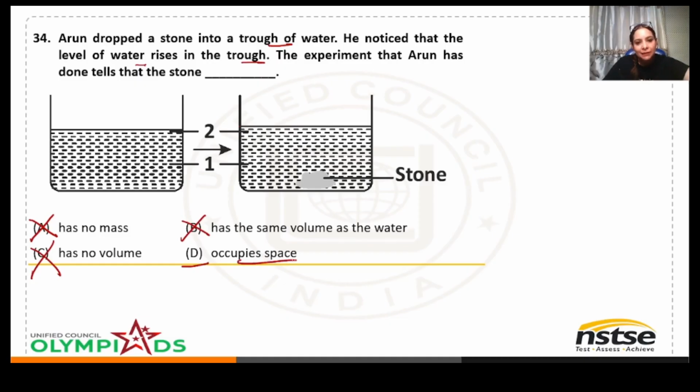Occupies space? Yes, it occupies space. You can see that when we are putting stone into a water trough, it occupies certain space. It displaces water and occupies the space. So which option is correct, students? Option D is the correct option, because stone is a solid substance. It occupies space also, and it has got definite shape and volume and also mass.